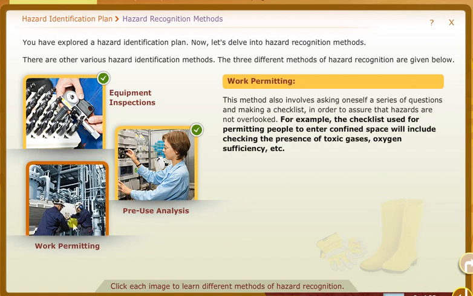Work permitting. This method also involves asking oneself a series of questions and making a checklist in order to assure that hazards are not overlooked. For example, the checklist used for permitting people to enter confined space will include checking the presence of toxic gases, oxygen sufficiency, etc.